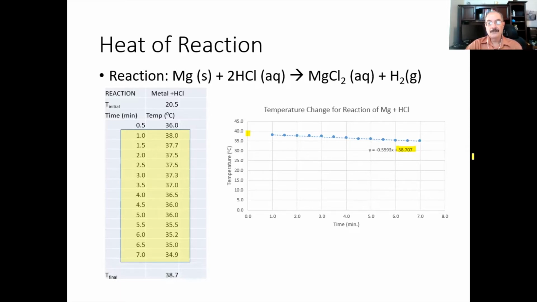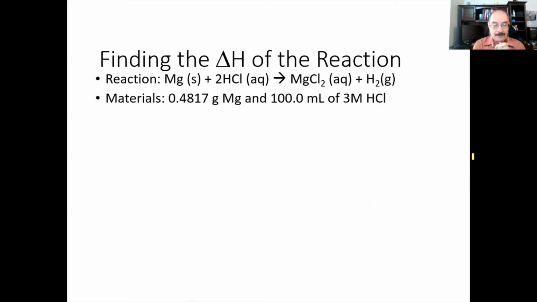Okay, let's go on and let's see how we're going to set up this reaction. So again, our reaction is magnesium with hydrochloric acid. And here's the data that we're going to use for our sample calculations. We're going to have 0.4817 grams of magnesium thrown into 100.0 milliliters of 3 molar HCl. We need a little bit of extra data here.